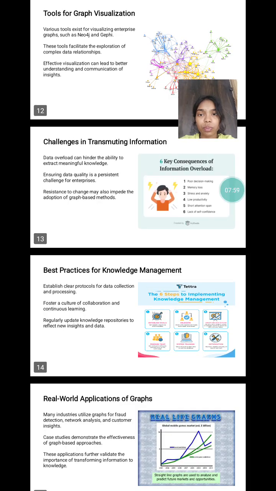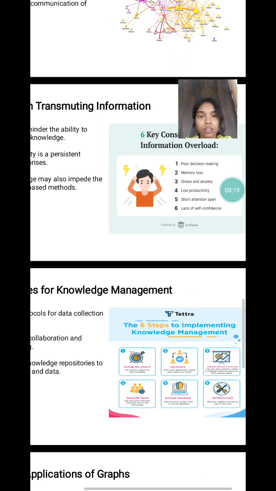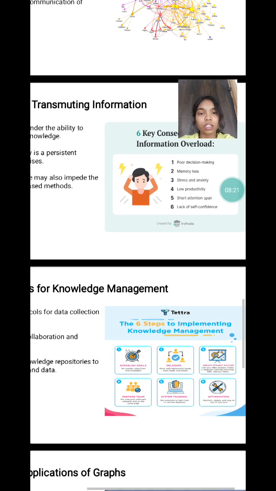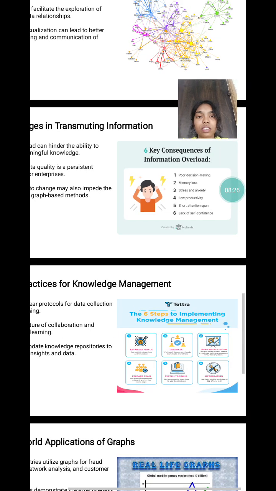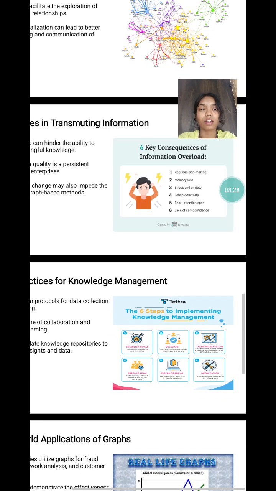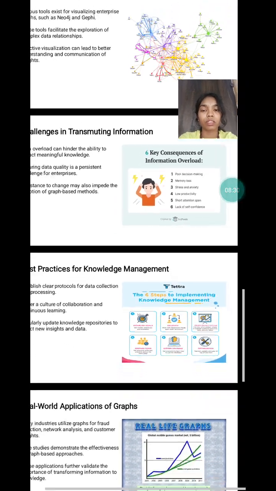Challenges in transmitting information. Data overload can hinder the ability to extract meaningful knowledge. Ensuring data quality is a persistent challenge, and enterprises' resistance to change may also impede the adoption of graph-based methods. There are 6 key consequences of information overload: poor decision making, memory loss, stress and anxiety, low productivity, short attention span, and lack of self-confidence. These are the 6 key consequences of information overload.